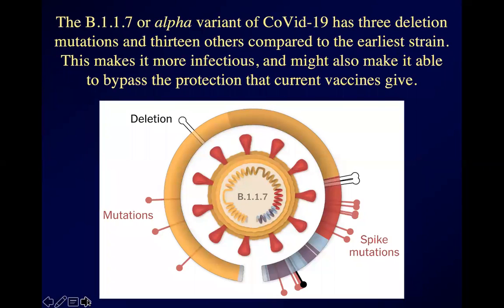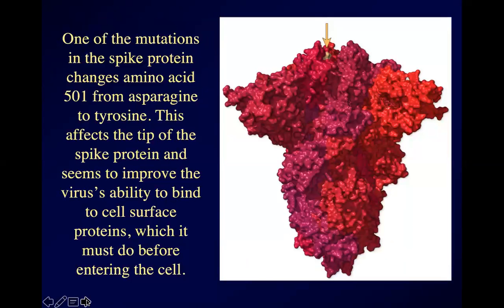And I think I showed you these slides before, but just as a reminder, the Alpha variant of COVID-19 has 3 points in its DNA where there's been a deletion and 13 other changes in its nucleotide sequences compared to the first strain that we found. That makes it more infectious. It turns out that so far it hasn't made it able to bypass the protection of the vaccines, but there is worry that at some point we are going to see a variant of the COVID virus that can dodge the protection that vaccines can give.